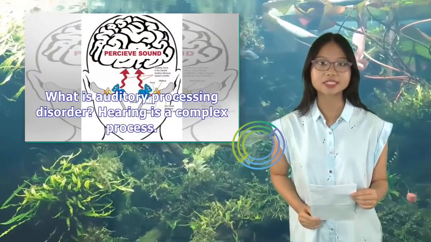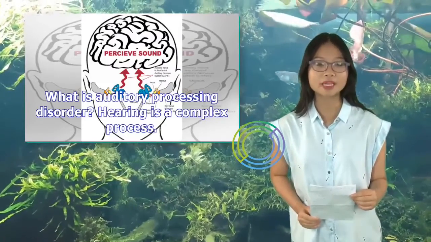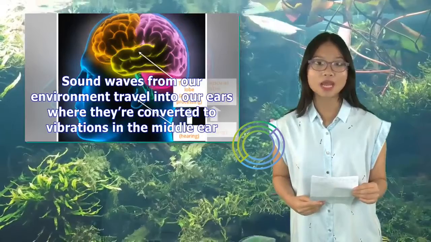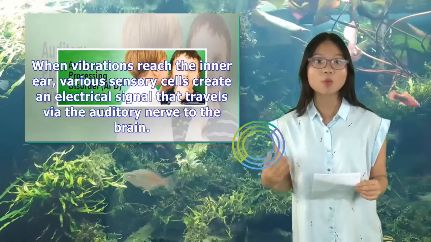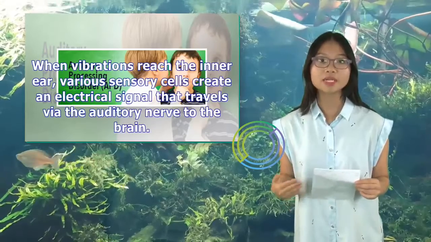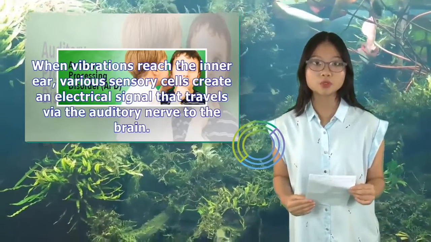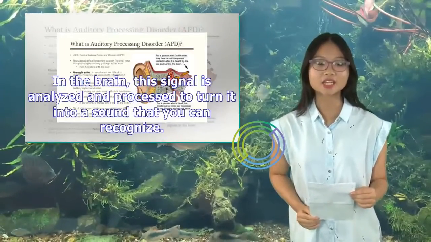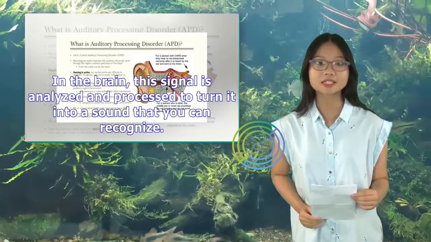What is auditory processing disorder? Hearing is a complex process. Sound waves from our environment travel into our ears where they're converted to vibrations in the middle ear. When vibrations reach the inner ear, various sensory cells create an electrical signal that travels via the auditory nerve to the brain. In the brain, this signal is analyzed and processed to turn it into a sound that you can recognize.